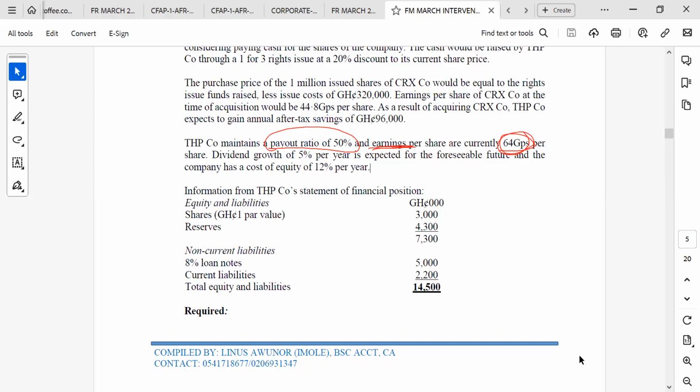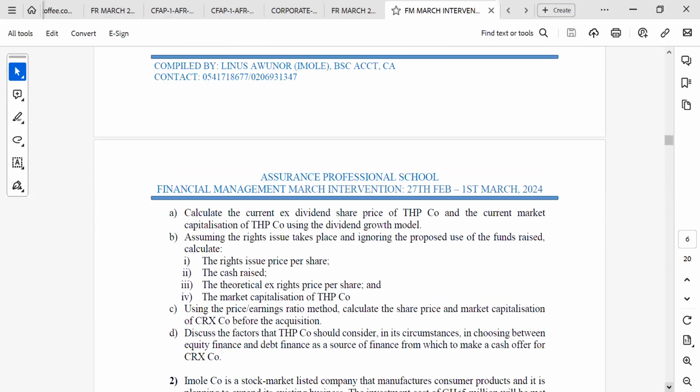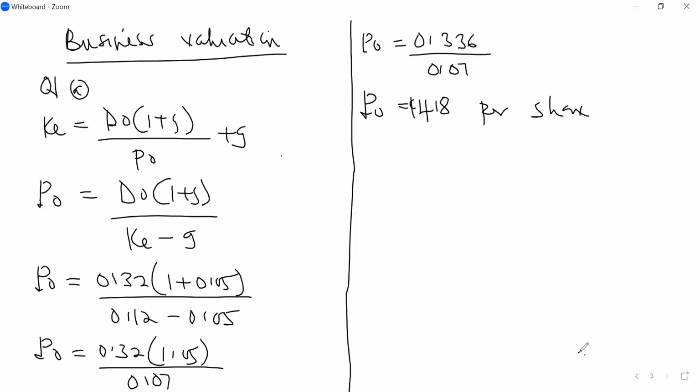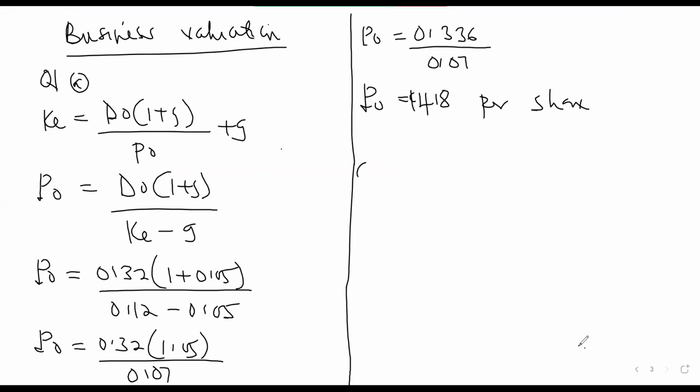All right, so we can now move on. And so they say we should also calculate the current market capitalization of the company.